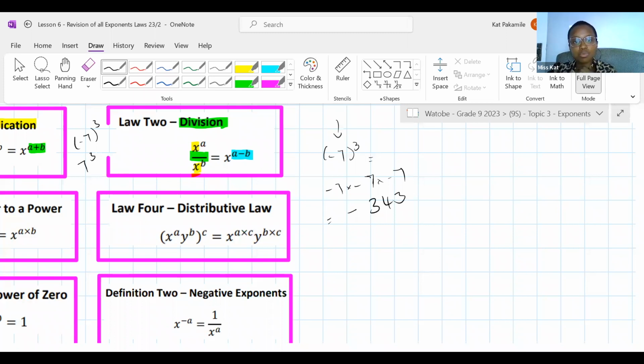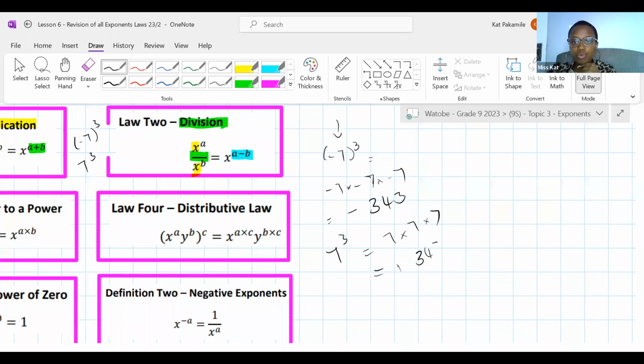7 cubed means 7 times 7 times 7. 3 positives give you what? Tell me in the chat. Guys, I love it. You guys are talking to me. 3 positives give you a positive. And then 343.